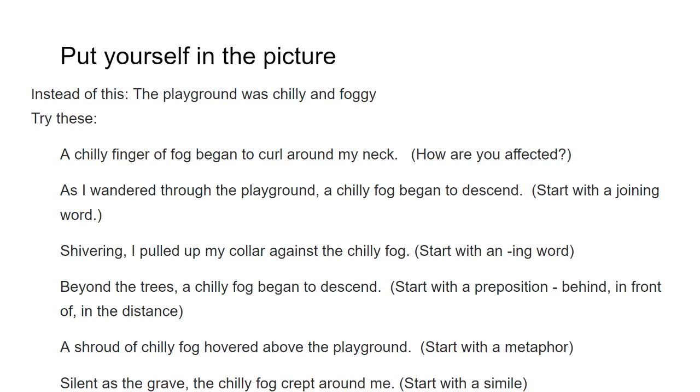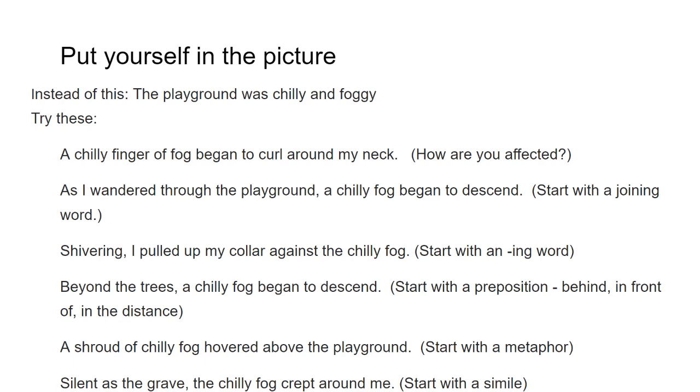You could start with a joining word. As I wandered through the playground, a chilly fog began to descend. Start with an ing word. This is quite a good technique. Shivering, I pulled up my collar against the chilly fog. Start with a preposition. Now this means behind. You could say where something is. You're describing where something is. So here we've got beyond the trees, a chilly fog began to descend. You could say beyond, behind, in front of, in the distance. Anything like that's quite helpful.